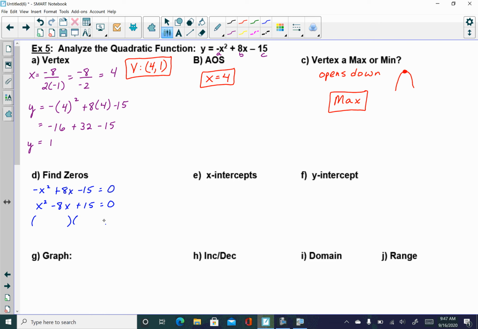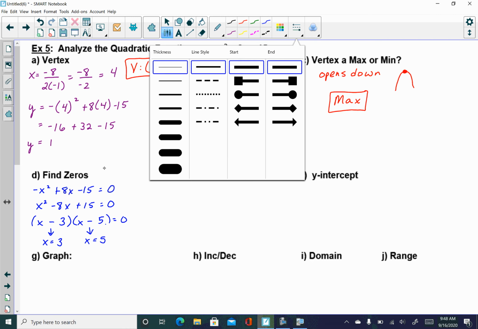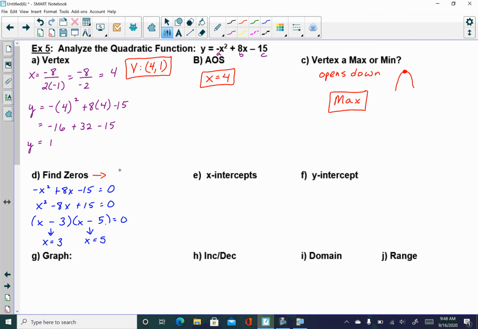Then do my factoring. x and x, that's the only way to multiply to give you x squared. Most common way to multiply to give you 15: 3 times 5. With 5x and 3x, I can definitely get a negative 8 out of that. I'd have to make them both negative. And then if we set both of those equal to 0, hopefully you would see, if I set that equal to 0, I'm going to get x equals positive 3. And if I set this one equal to 0, I'm going to get x equals positive 5. So my zeros then would be at 3 and 5.